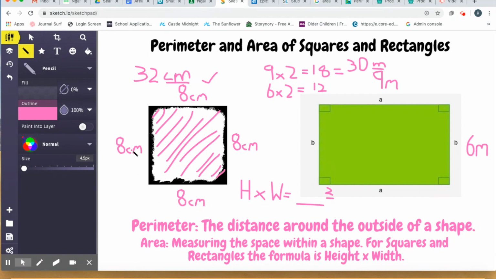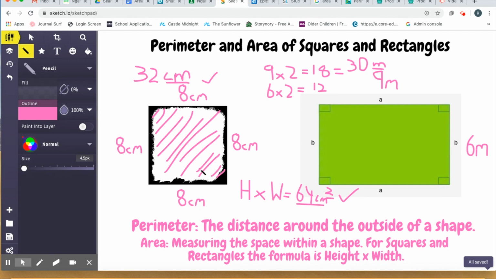Now, in this case here, I've got a height of 8 centimeters and I've got a width of 8 centimeters, obviously because I have a square. So my height times my width is 8 times 8, which is going to give me, I know that is my basic fact, of 64 centimeters squared.